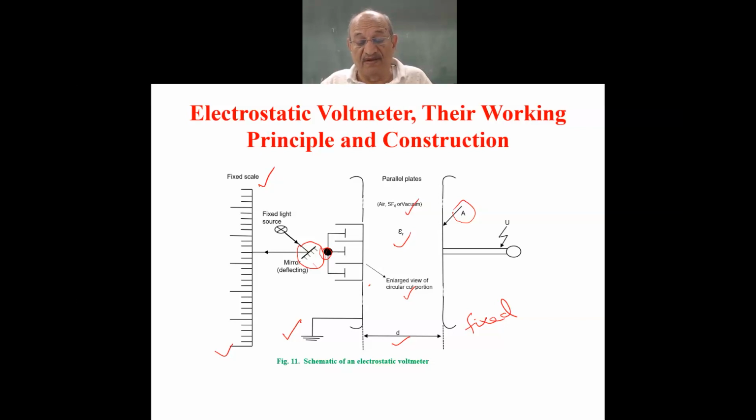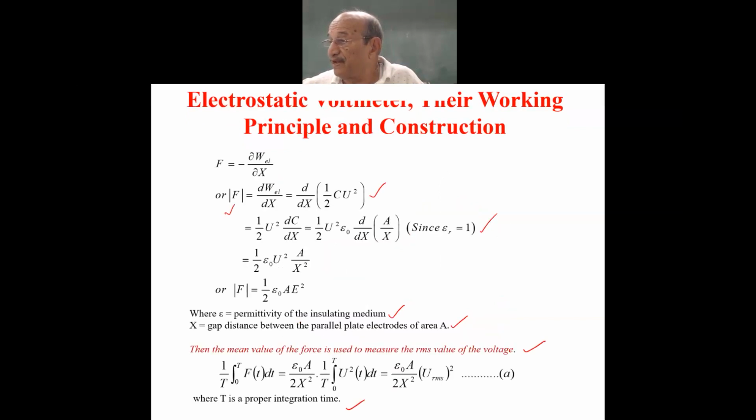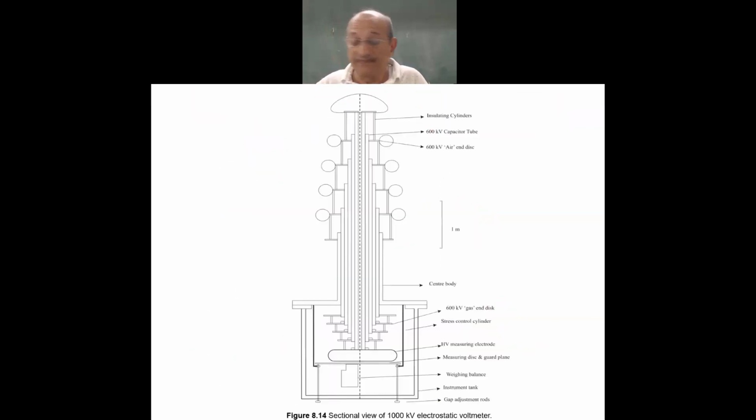So there may be different ranges, I mean 3-4 ranges, which means the gap distance to be set in different magnitudes. For each range, a different magnitude of gap distance will be chosen, and for each gap distance chosen, there will be a calibrated scale. So that reads the voltage directly. I hope you are able to understand. I have tried to explain it to the best of my ability out here.